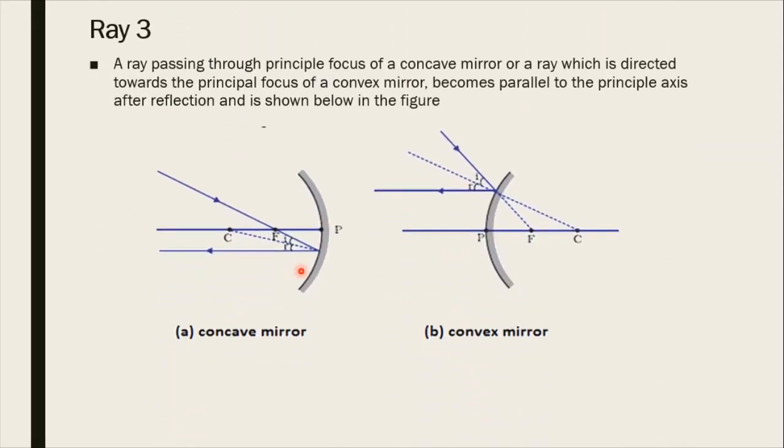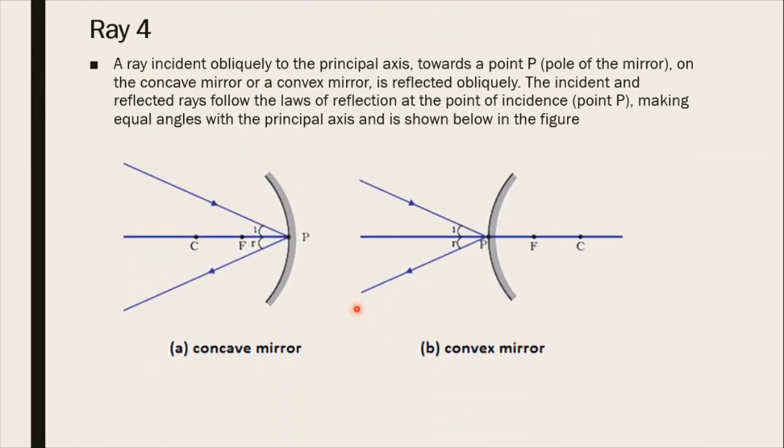The third ray is the ray of light which is passing through the principal focus of a concave mirror or a ray of light which is directed towards the principal focus of a convex mirror. And this ray after reflection becomes parallel to the principal axis as shown in the figure below. Moving on to the fourth ray.